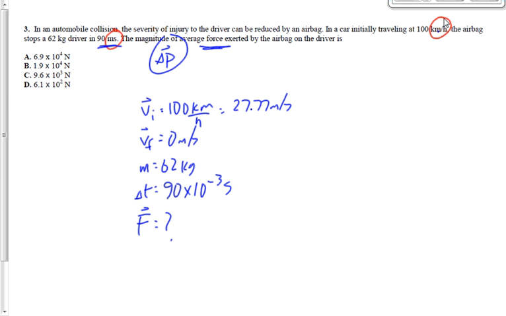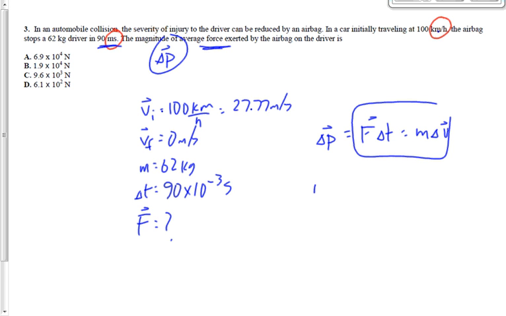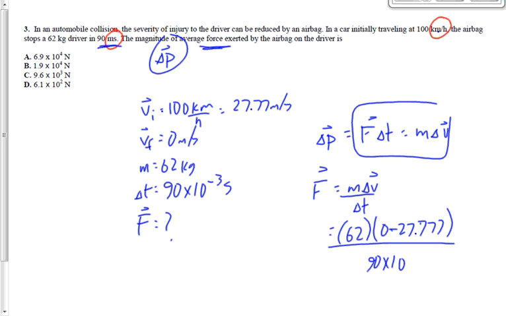I'm probably going to say delta P is equal to F times T equals M times delta V. And I'm going to use these 2 parts of it, I think. So F becomes equal to M delta V over delta T. 62 times 0 minus 27.77 over 90 times 10 to the minus 3. And I can't remember what the answer was for that. Anybody have it? Do that, we get negative 1.9 times 10 to the 4 newtons.